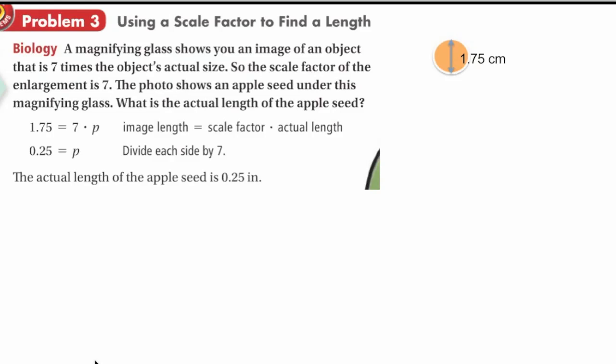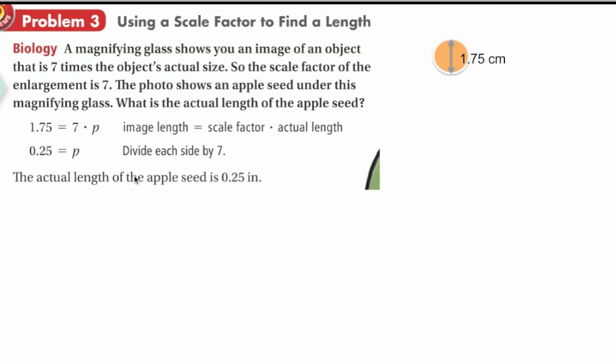The third problem is we are using a scale factor to find a length. A magnifying glass shows you an image of an object that is 7 times the object's actual size. So the scale factor is 7. As you can see, there's an apple seed under this magnifying glass, and we're supposed to find the length of the apple seed. From the image, we see the magnified image is 1.75 cm, but we want to know the size of the real apple seed.